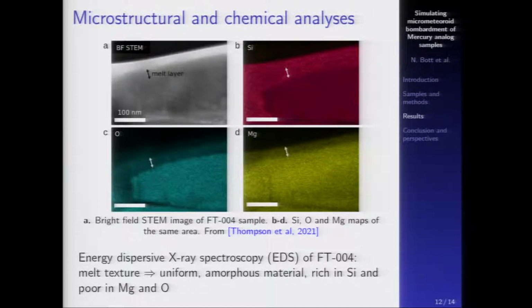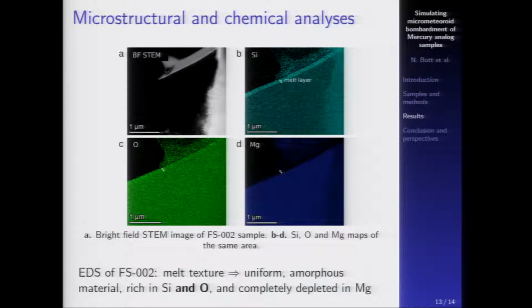And we can do the same thing for the FT004 sample. If we look at, again, a slice of the sample, we can identify this melt layer that I presented for the moon sample. This melt layer is enriched in silicon, poor in magnesium and oxygen. And it is uniform and basically amorphous material.